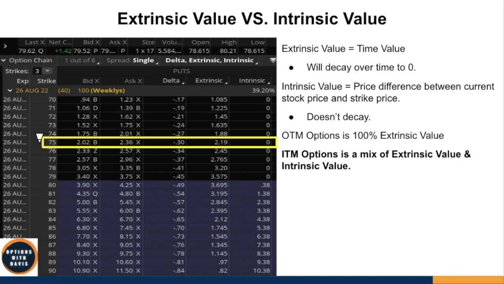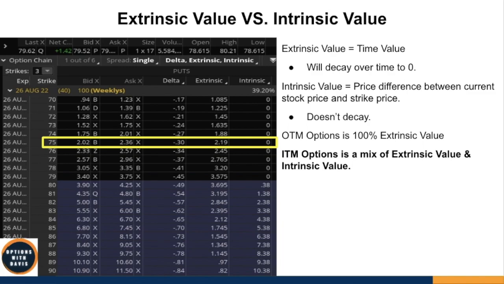So we want to know exactly how much extrinsic value it actually decays if the market was to move in the day itself. Let's say the market moves a number of points in one day, how much extrinsic value does it decay in one day? The way to do that is to run a simulation where we sell the 75 strike.